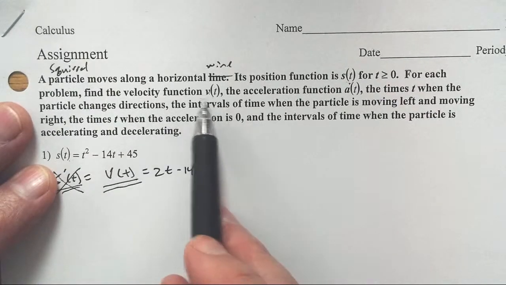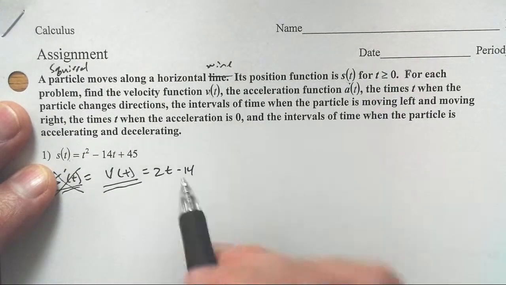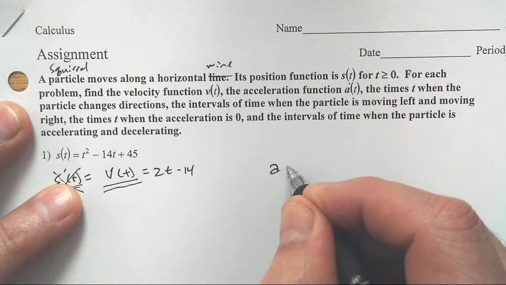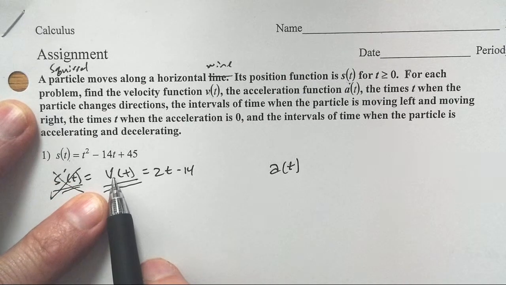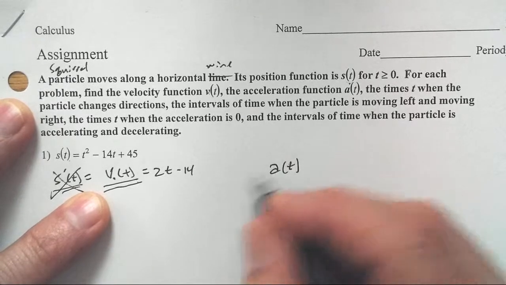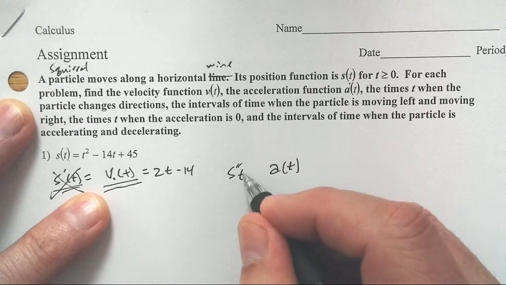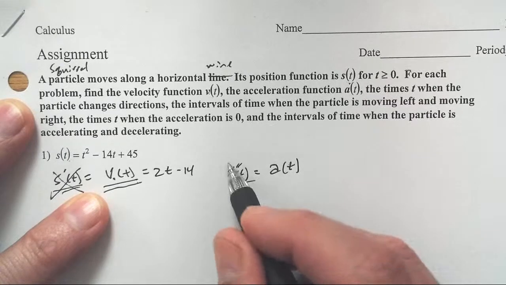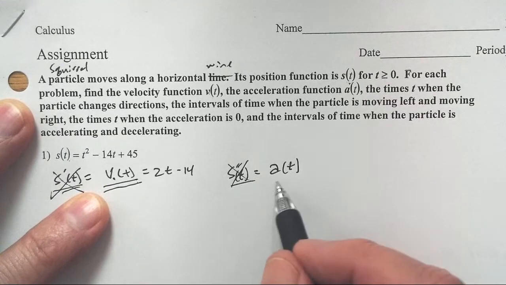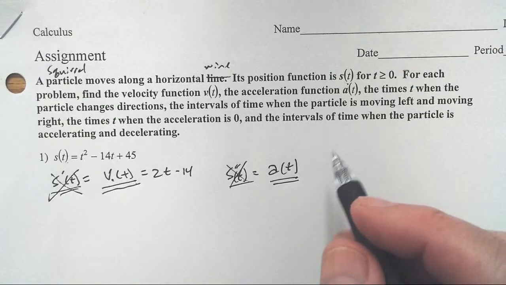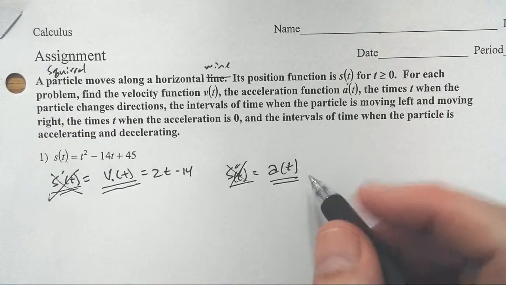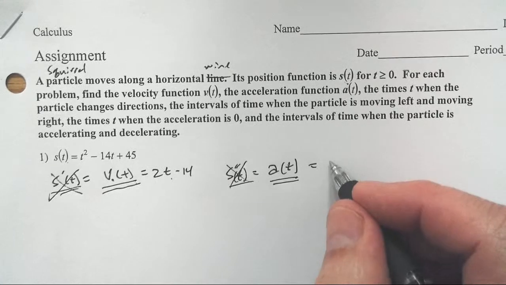For each problem, find the velocity function, the acceleration function. Acceleration function is the change of velocity over change of time. It's really the second derivative of position. But we're transferring from calculus speak into physics speak here. We would refer to the second derivative as acceleration. So that is the derivative of this, which is 2.